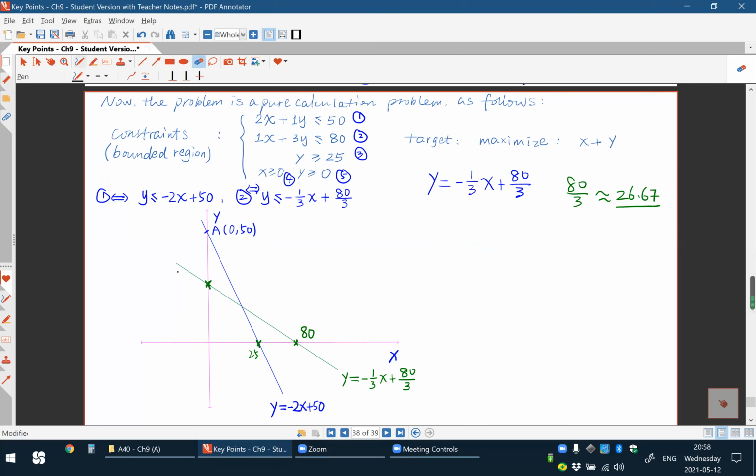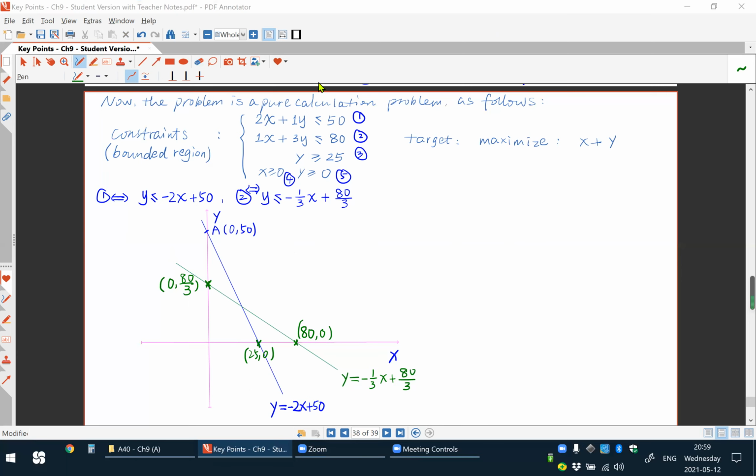Okay, let's mark all the points here. This is (0, 80/3). And this point here is (80, 0). And this point here is (25, 0), right? Okay, do you understand? So far we have 4 points, 2 lines. Any questions? Hello, any questions?